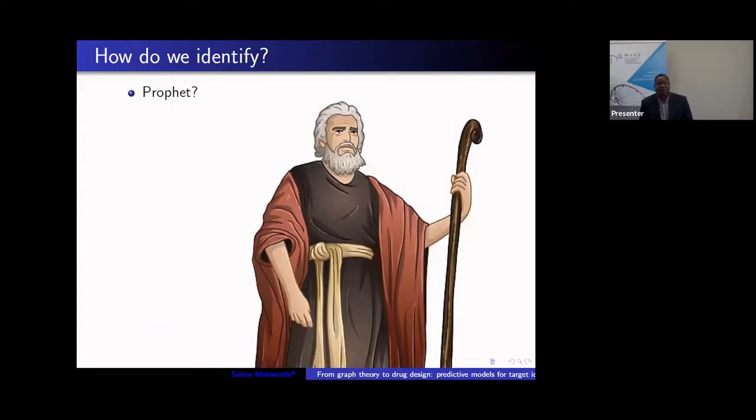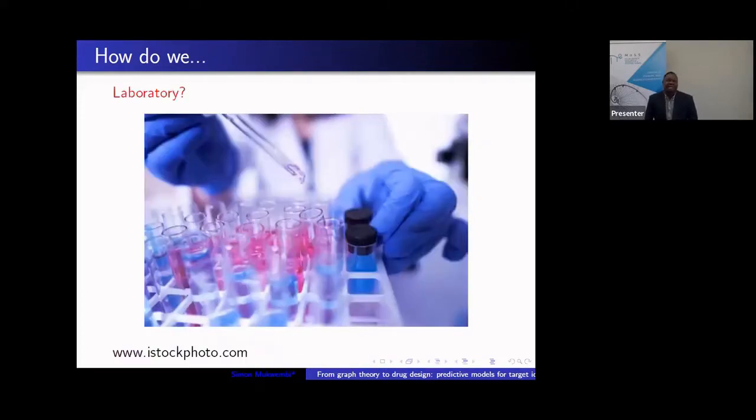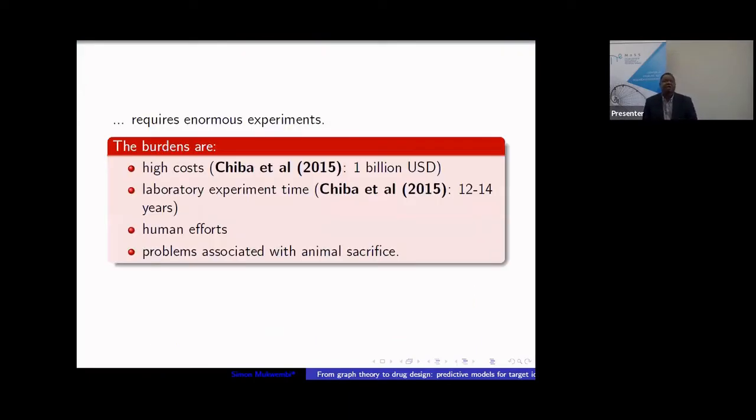Some may say, well, we can go to a prophet and the prophet can perhaps predict and tell us, look, this is what you want. Or this. But some of us would probably say, let's go for the laboratory work. Let's get the compounds. We know it's 1 million and above compounds. Let's take them one by one into the lab and do tests. And once we have identified the correct one, we are good to go.